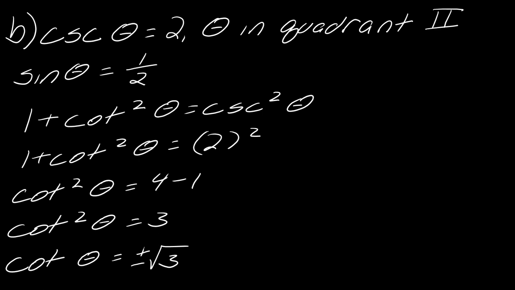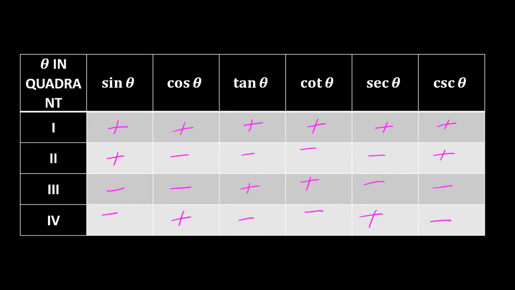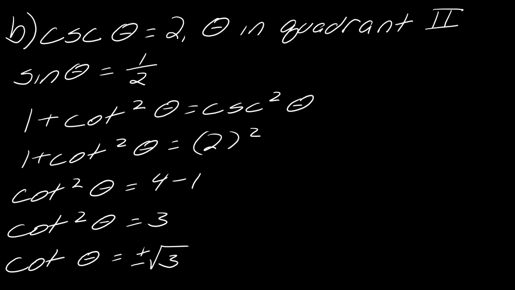So now we have to think about the signs of cotangent in quadrant 2. So in quadrant 2, I've got my handy dandy chart here. So in quadrant 2, cotangent is negative. Okay, so I'm going to just restructure this and just write this as the negative part. So I'll just note that here. So cotangent of theta equals negative square root of 3.